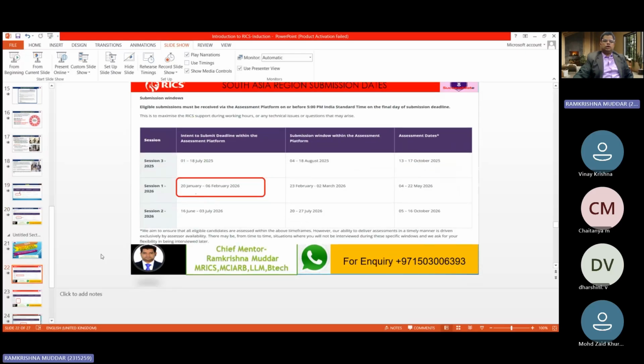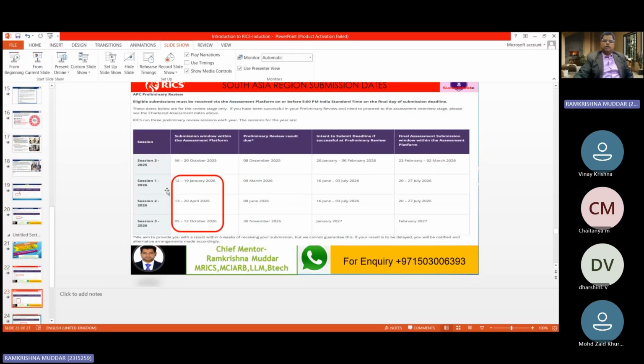For Darshini, I think we have a window. We have 3 windows for you: 12th January, 13th April, and 15th October. But our target should be that we will be submitting on 12th January. Okay, Darshini? Okay.